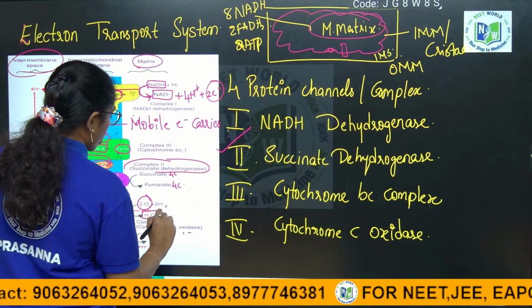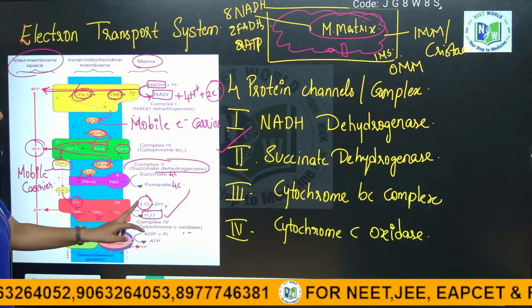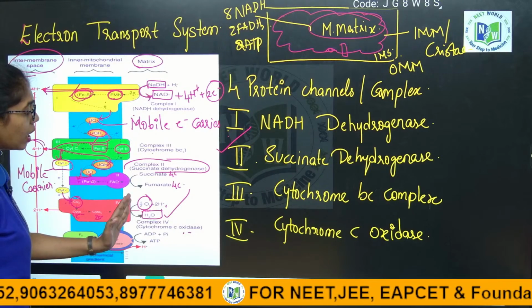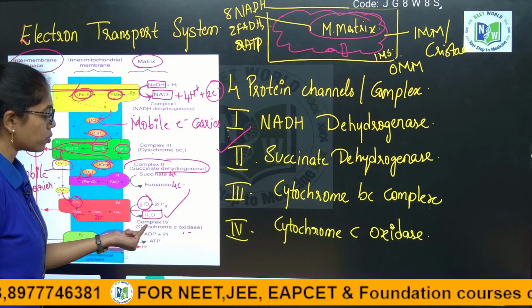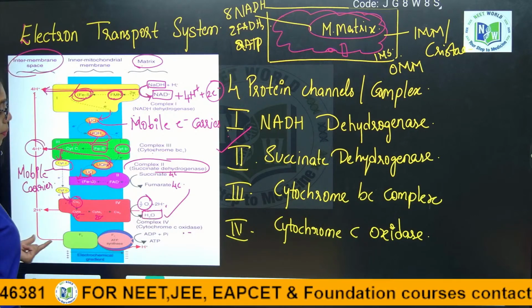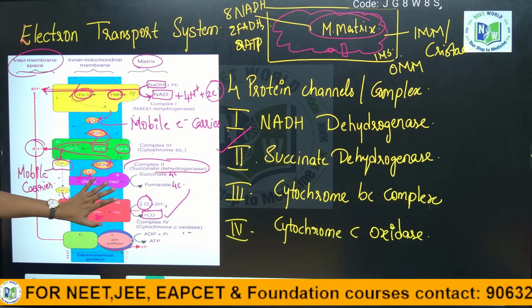It forms what? A water molecule. Accepting both electrons from complex 4 and protons which are already present in the mitochondrial matrix, it forms a water molecule. Okay. And this is all about complex 4.